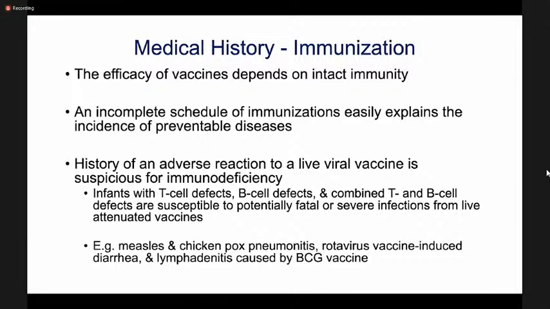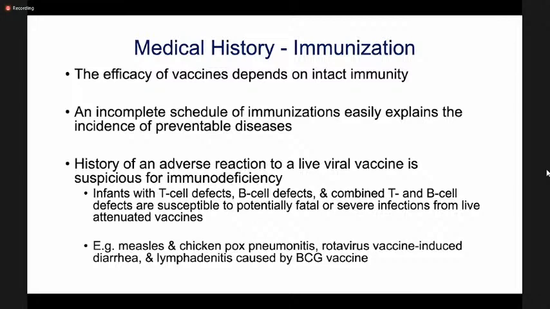Okay, so infants who have either combined immunodeficiencies, T and B cell, or even T or B cell defects individually, are susceptible to very severe adverse reactions to live attenuated vaccines. And these are usually contraindicated in these children. So, measles vaccine, chickenpox, rotavirus. I think I told you about a child who received the rota vaccine.